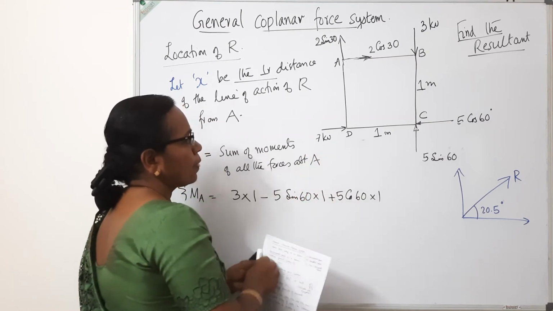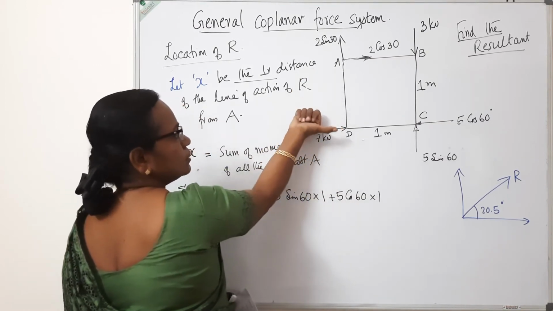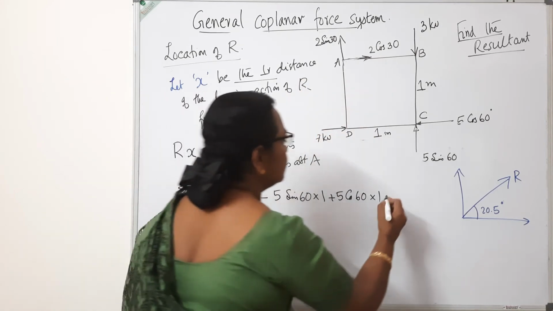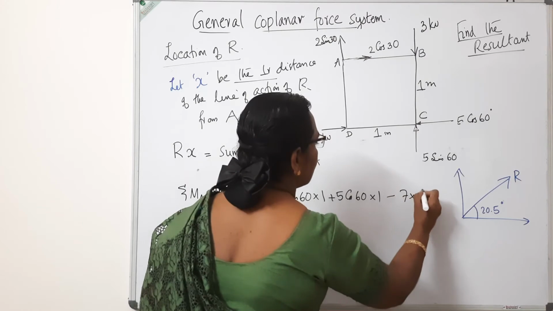This 7 into this perpendicular distance, it rotates anti-clockwise, minus 7 into 1.